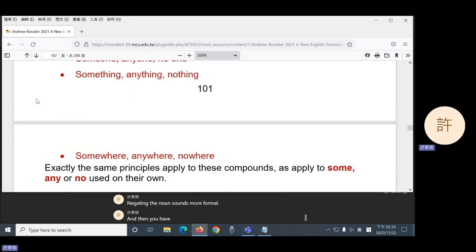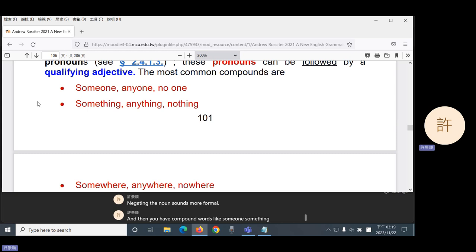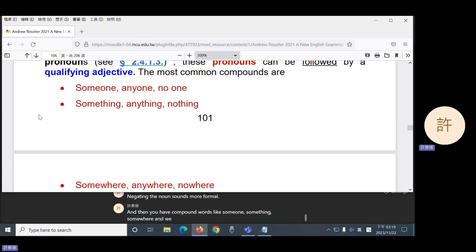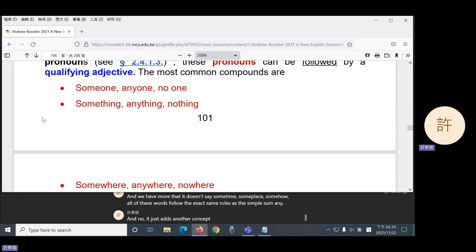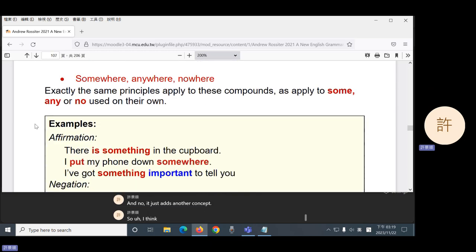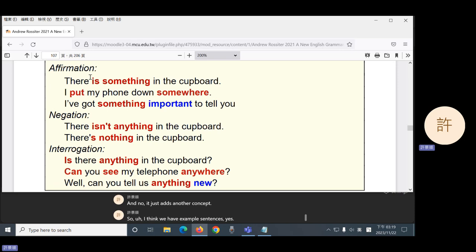And then you have compound words like someone, something, somewhere. And we have more that it doesn't say. Sometime, someplace, somehow. All of these words follow the exact same rules as the simple some, any, and no. It just adds another concept. So, I think we have example sentences, yes. There is something is positive. There isn't anything is negative. Or you can say there's nothing. The same rules, it's just adding another concept of this is a noun, not just a quantifier.